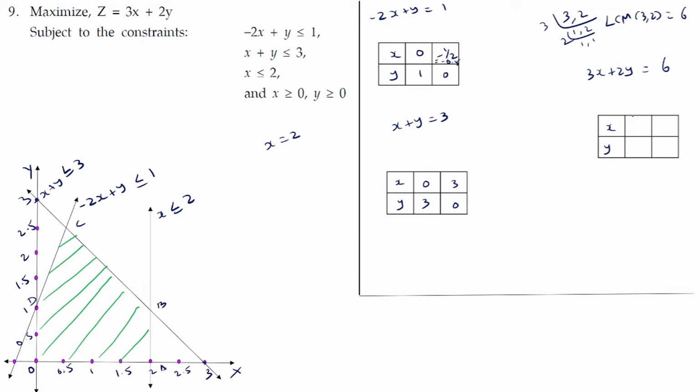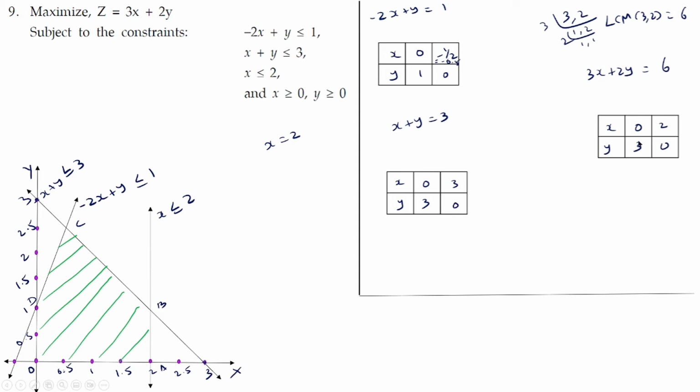Let us put x as 0. So this part will be 0, 2y will be equal to 6 or y equal to 3. So when x is 0, y is 3. Next let us put y as 0. When we put y as 0, this part will be 0. We will get 3x is equal to 6 or x is equal to 2. So the next point is 2, 0.